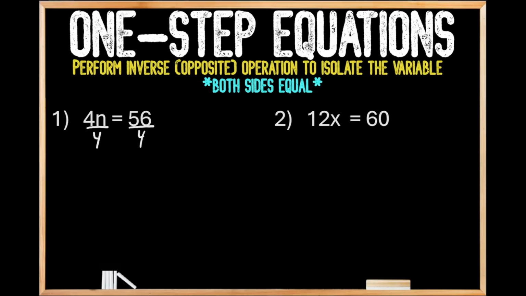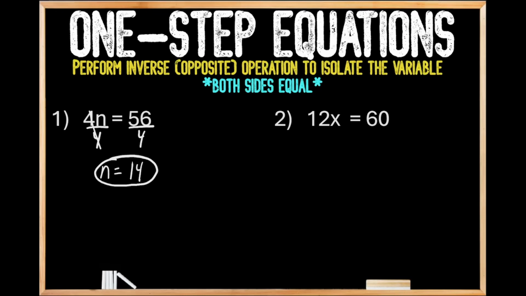For the left-hand side here, multiplying by 4 and dividing by 4 cancel each other out, so that means that our variable of n is now isolated. And then for the right side of the problem, we're going to divide 56 by 4, which we know gives us 14. So n is equal to 14.